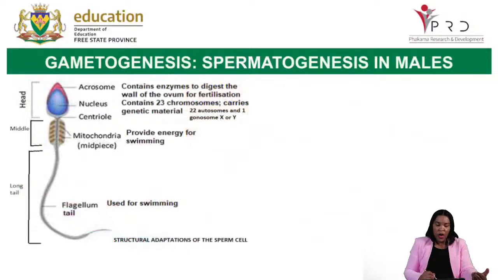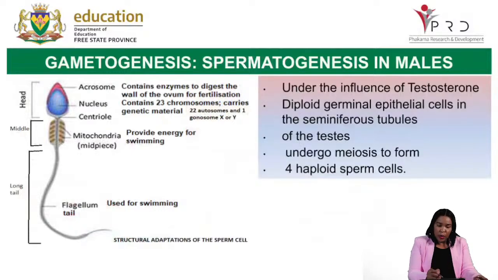Then we move to gametogenesis. What is gametogenesis? It is the formation of gametes. What are gametes? They are sex cells. In males, the gametes are sperms. So how are these sperm formed? Remember that question that I said to you, please leave it for now. After discussing this, you will be able to answer that question.